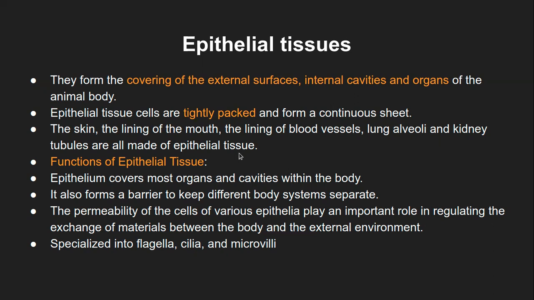Now these are the ones which will filter out the urine from the blood. So that's why they have to be again tightly packed cells. So these are the different examples where these epithelial tissues are present.